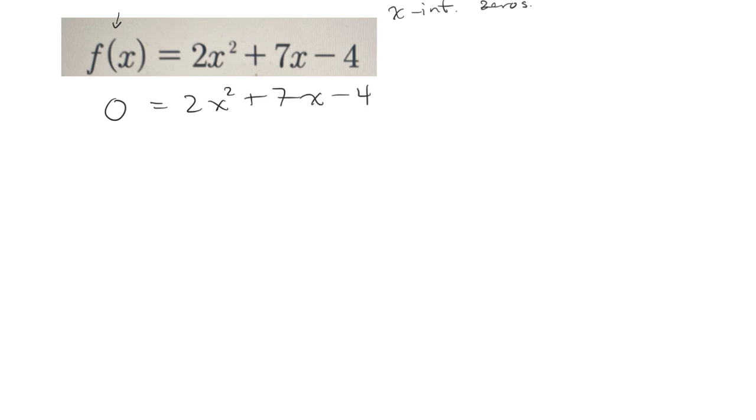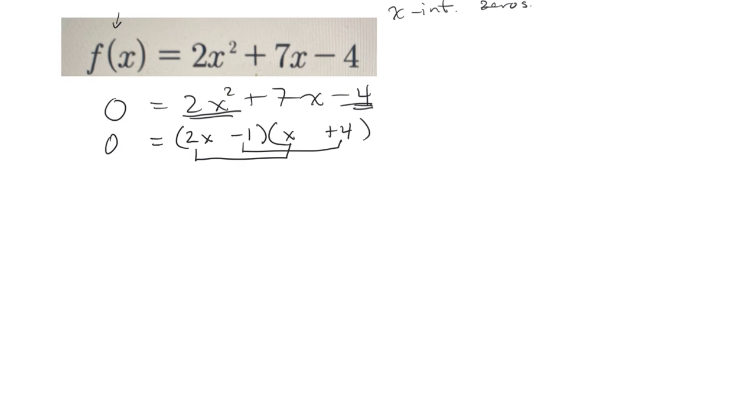What I like to do is just to not group factor, but just to guess and check. So I'm just going to put my 2 brackets here. Since this is 2x squared, I'll split it into a 2x here and an x there. And then the 4, I'm going to split into a positive 4 here and a negative 1 there, because negative 1 times 4 gives me a negative 4. And 2x times x gives me a 2x squared.